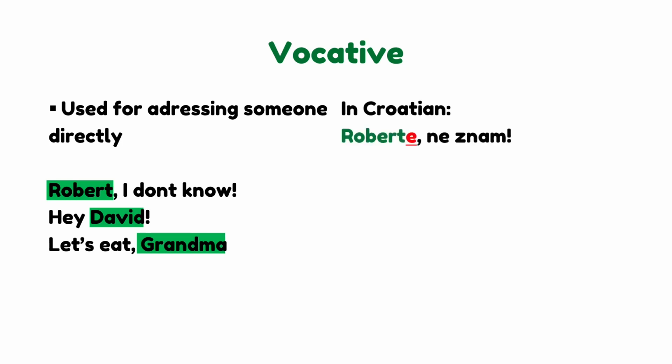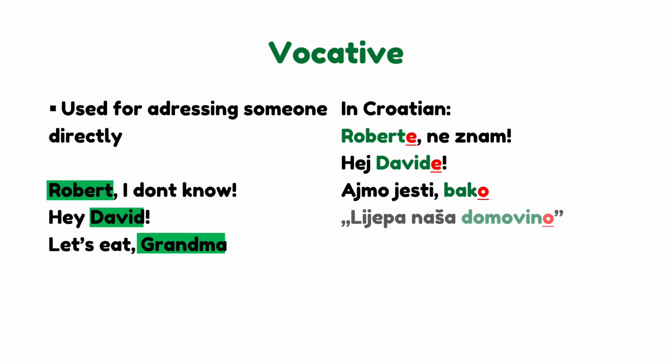Let's look at Croatian again. Roberte ne znam. Roberte is in the vocative case. Robert by itself just means Robert, and when you put that e ending, it becomes you addressing Robert directly. Hey David. See, this is very self-explanatory now. And let's eat grandma. Baka means grandma, and bako means you addressing grandma directly, right? And in the Croatian anthem, in the first verse, there's a clear example of vocative, right?